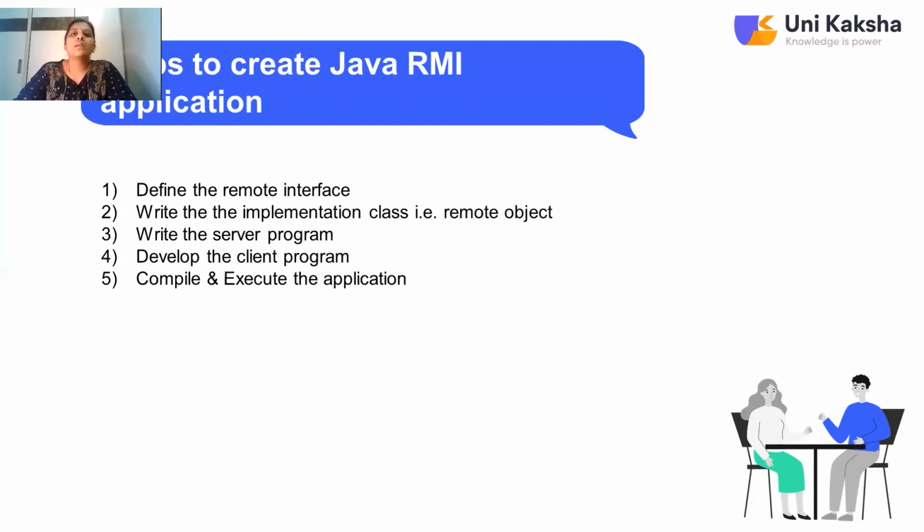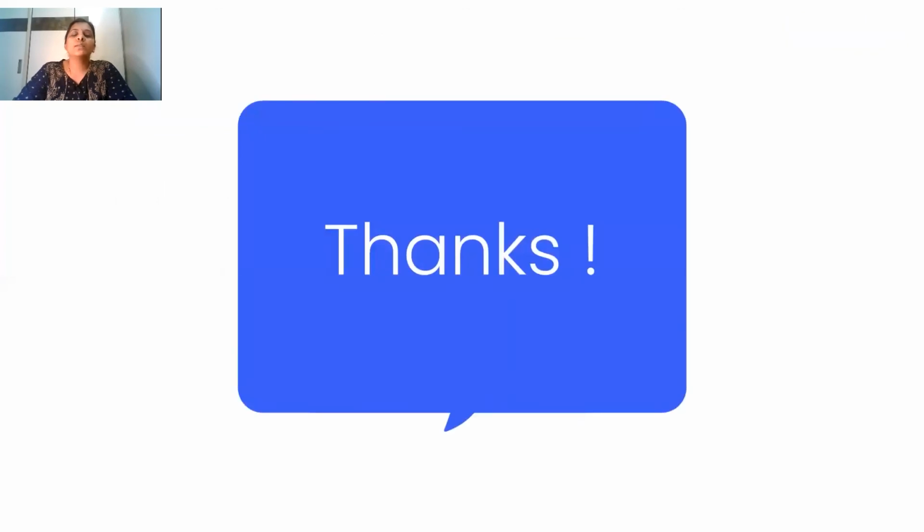You have to write the server program, then you have to write the client program, and finally you can compile and execute the application. So these are the basics of RMI, which we use for establishing remote applications or distributed applications in Java. So that's all about the basics of RMI. If you want to build such applications, then you have to follow all these steps.